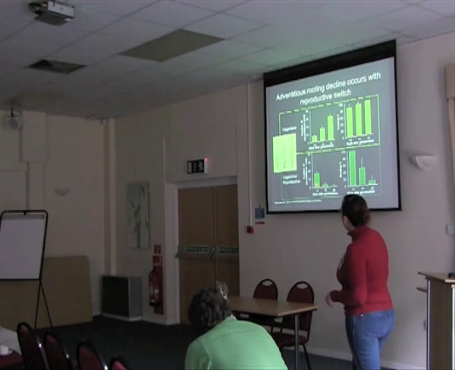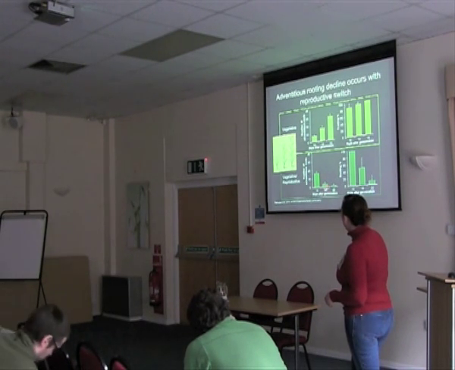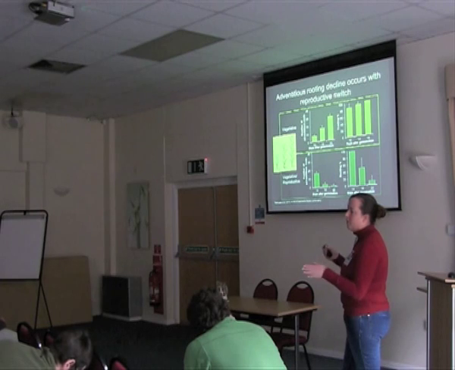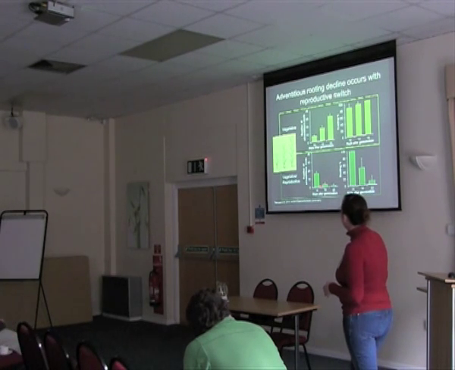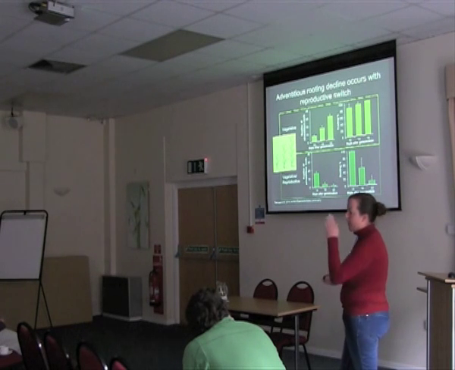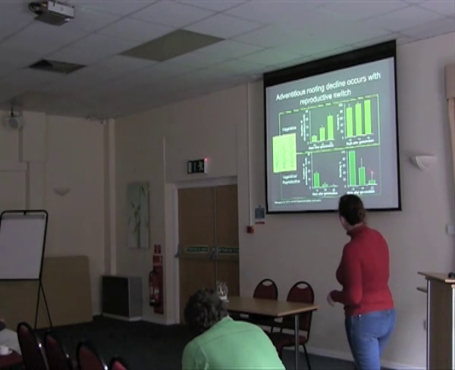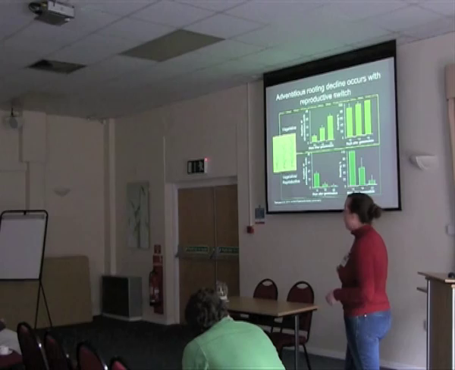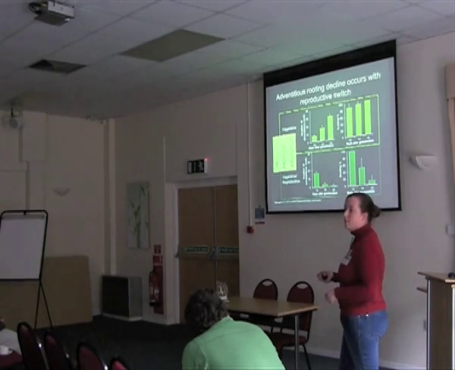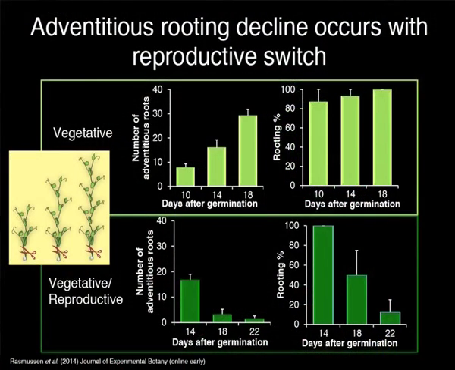But once you cross that divide, so here is the divide again at around 18 days, before or after, and the conditions will change exactly when that transition occurs, but it's around here. You get a decline in adventitious roots at that floral junction. And again, the number of cuttings that will form adventitious roots decreases considerably as well.